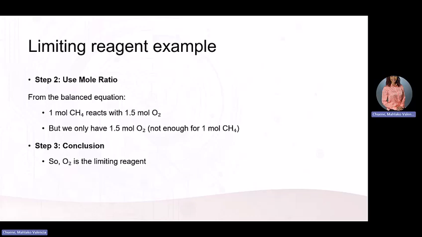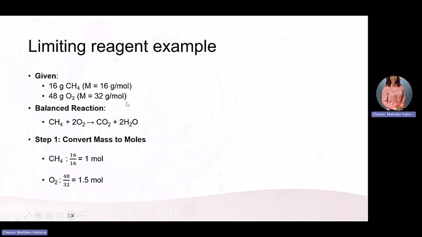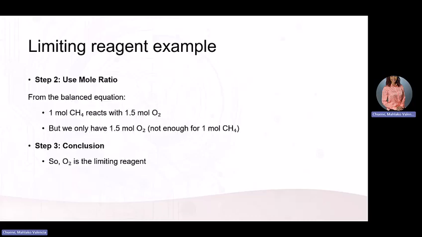All right. So what we know is that it is not enough, because remember, from the balanced equation here, it needs to react with how many? 2 moles. All right. And because it needs to react with 2 moles, it is not enough for 1 mole of methane. So therefore, our oxygen is indeed the limiting reagent.